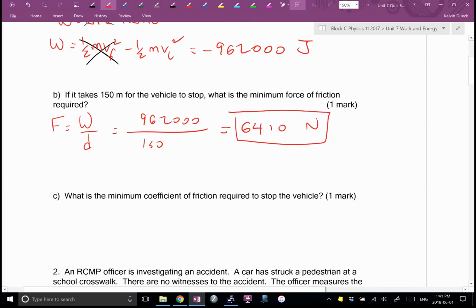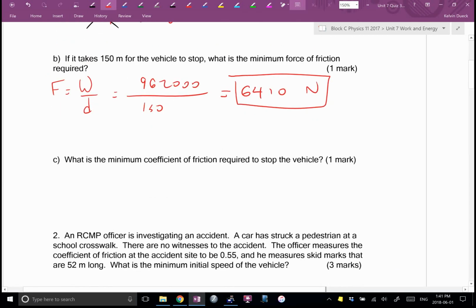Jacqueline, what does C want me to find? What's mu? It wants me to find mu. What did I find in part B? Friction. So I think the first thing I would write is friction. Mu times the normal force. So mu is going to be friction divided by the normal force. It's going to be my answer from here.